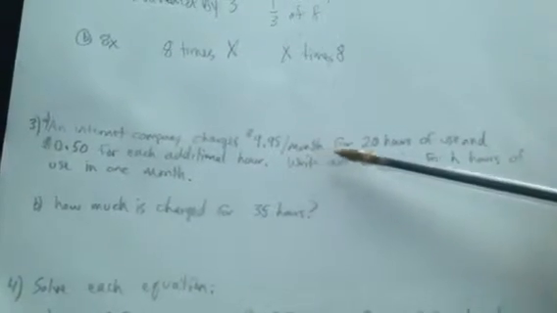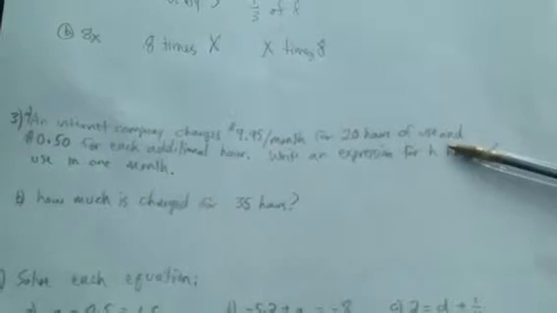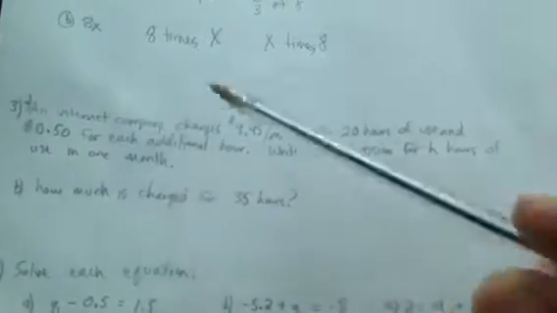All right, here's a problem. You probably will have a word problem on there. It says, an internet company charges $9.95 per month for 20 hours of use, and 50 cents for each additional hour. Write an expression for H hours of use in 1 month.